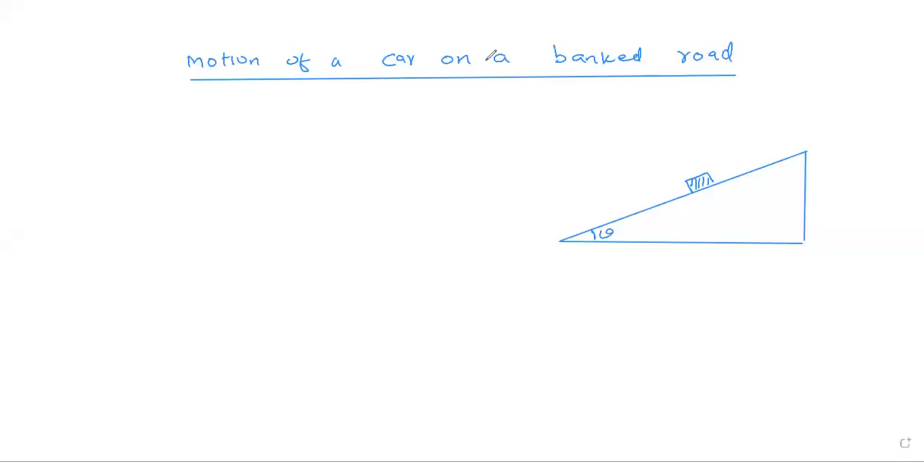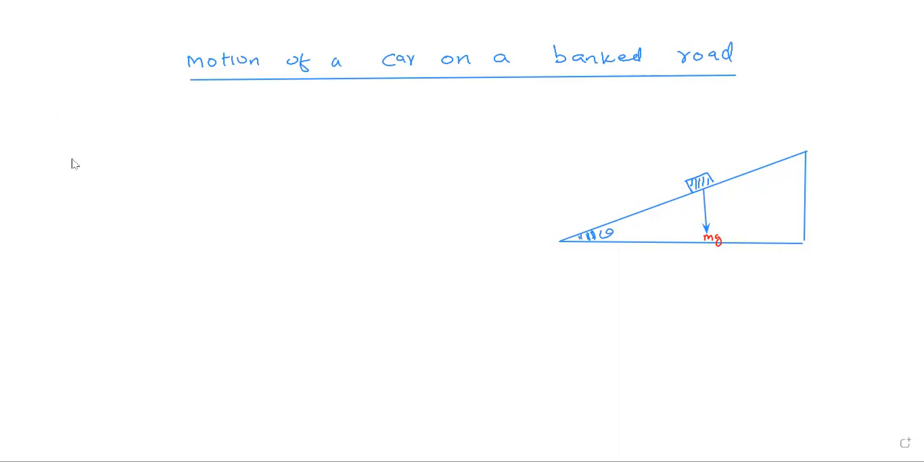Motion of a car on a banked road. The road makes an angle theta with the surface. If this is the car, in this car, mg force is acting in the downward direction. Mass into gravity is acting downward. And frictional force acts parallel to the surface of contact.